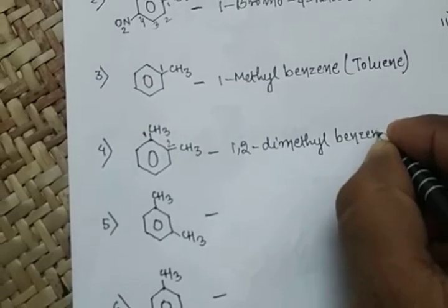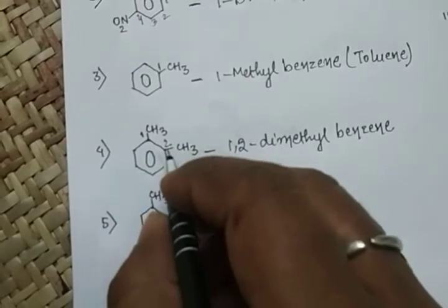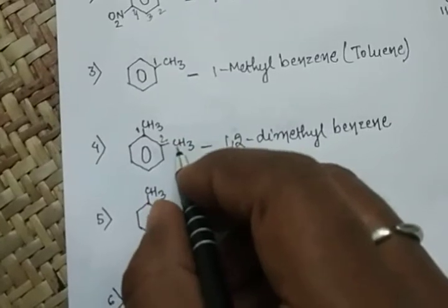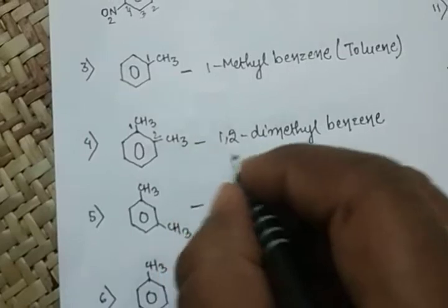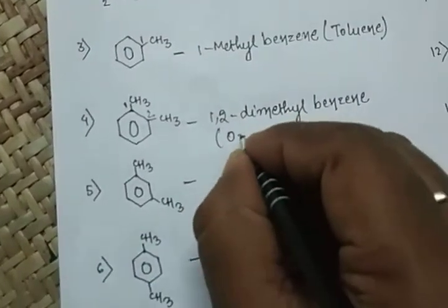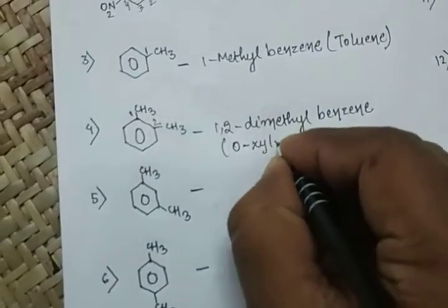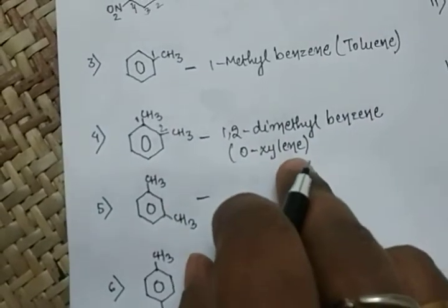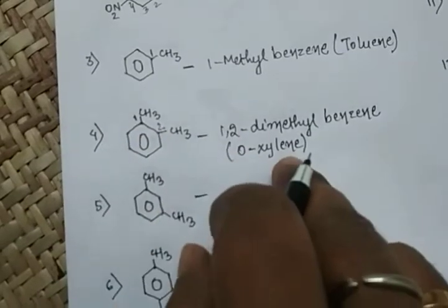And the common name of this formula, you know very well, this is para position, this is ortho position. So just write ortho, the common name is xylene. Suppose 2 CH3 groups are there, so this is xylene. And CH3 in ortho position means orthoxylene.